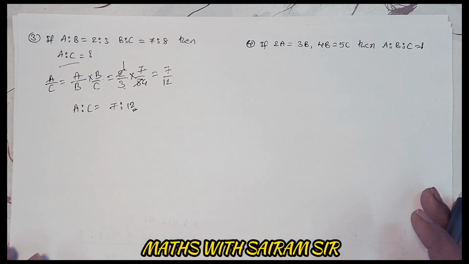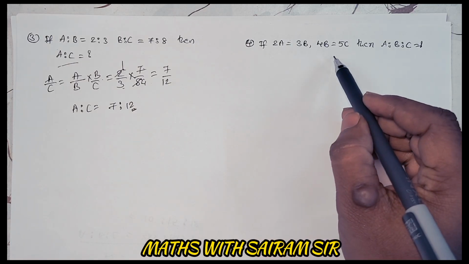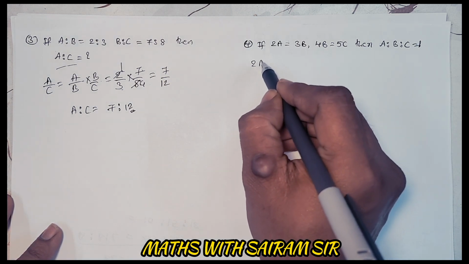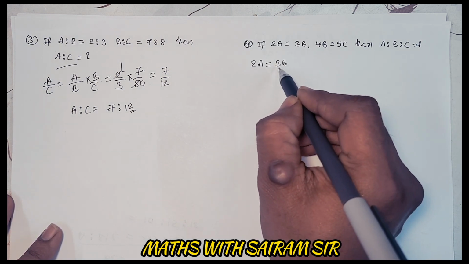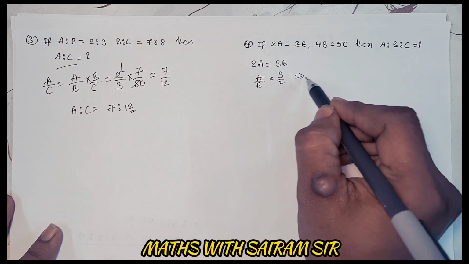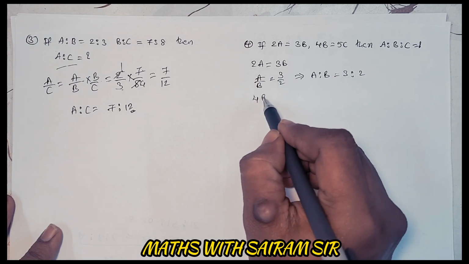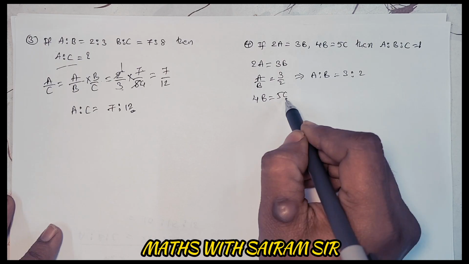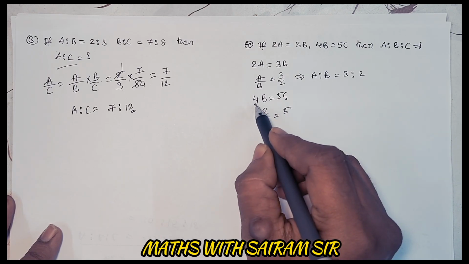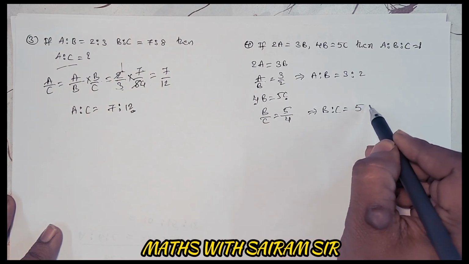Okay, now let us see the next question. If 2A is equal to 3B and 4B is equal to 5C, then we are asked to find out A is to B is to C. So what we know is 2A is equal to 3B. From this we can write A by B as 3 by 2. So from this we can write A is to B as 3 is to 2. In the same manner, we know 4B is equal to 5C, and transposing 4 to the other side, B by C is equal to 5 by 4, and transposing this multiplier to the other side, it becomes a divisor. So from this we can write B is to C as 5 is to 4.